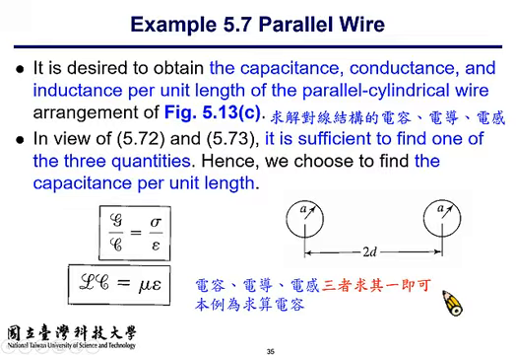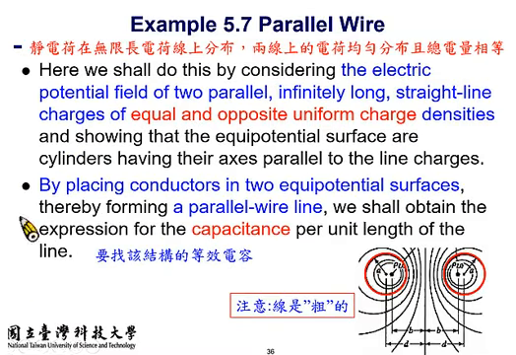Alright, next we would like to look into example 5.7, the parallel wire arrangement. Let's try to calculate the per unit length capacitance, conductance, and inductance for this arrangement. So we will only find out one of the 3 parameters, say the capacitance, then we can use these 2 relationships to find out the other 2. And this is a more realistic arrangement, parallel wire.